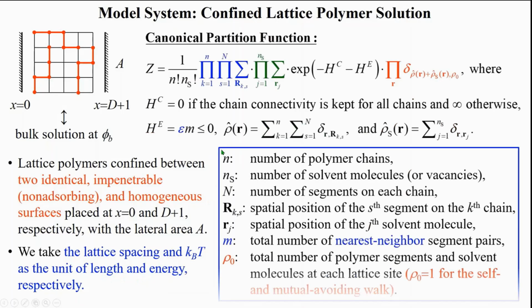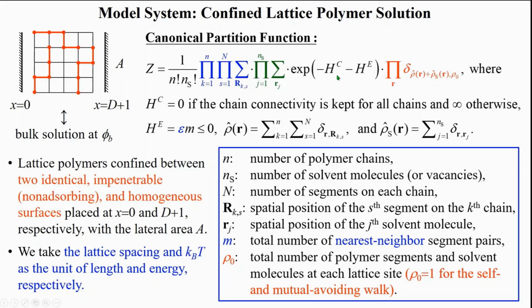This is the canonical partition function of our model system, where small n and n_s are the number of polymer chains and solvent molecules or vacancies, respectively, and capital N the number of segments on each chain, R_ks the spatial position of the s-th segment on the k-th chain, and small r_j the spatial position of the j-th solvent molecule. So these two factorials account for the indistinguishability of polymer chains and solvent molecules, respectively. The blue and green terms sum over all system configurations.